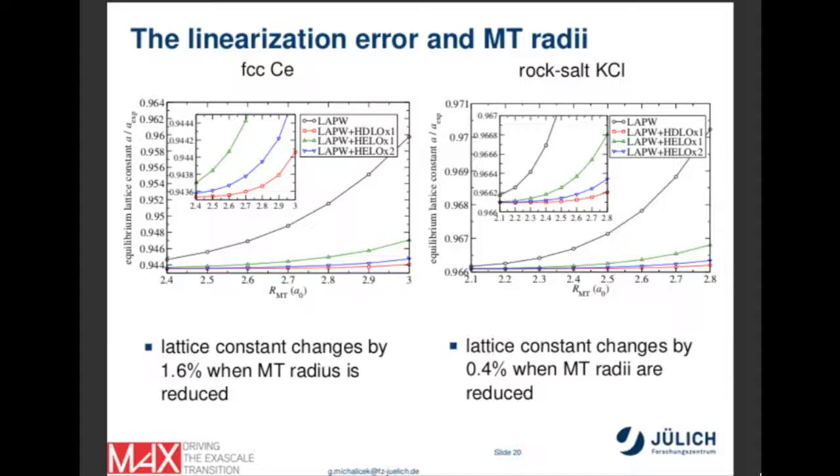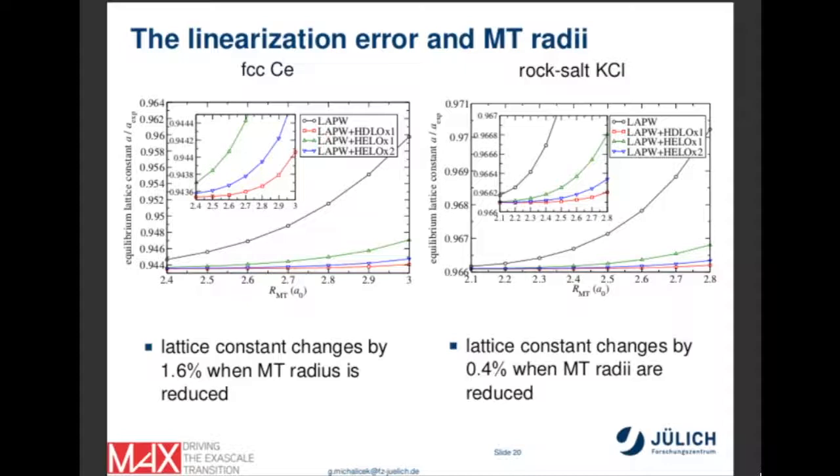So these are about the largest effects that I saw from the linearization error. Probably there are larger ones and also smaller ones. Here you see FCC cerium, and I calculated lattice constants, first with an LAPW basis, and then with LAPW basis sets that are extended by local orbital basis sets. And you see for the sole LAPW basis, we get a dependence on the muffin-tin sphere radius. And this can have an effect like 1.6% in terms of the lattice parameter. So this is about the accuracy of LDA or GGA.